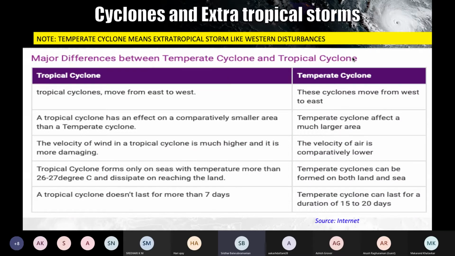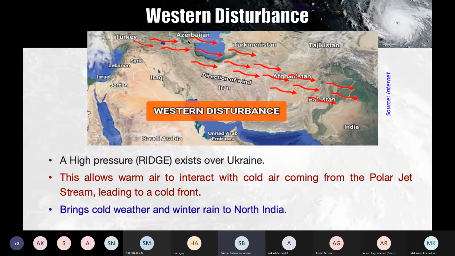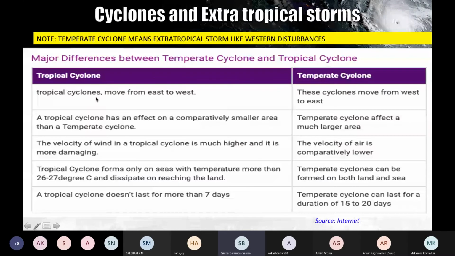So this is the difference between cyclones and extratropical storms, which I think somebody asked me yesterday. What is this extratropical storm? A western disturbance is an extratropical storm, and it is called an extratropical storm because it doesn't have any ocean in it, right? It doesn't form over ocean. It only forms completely over land. So it is mainly due to the mix of warm air and cold air over land. It doesn't form in the ocean, whereas tropical cyclones form in the ocean.